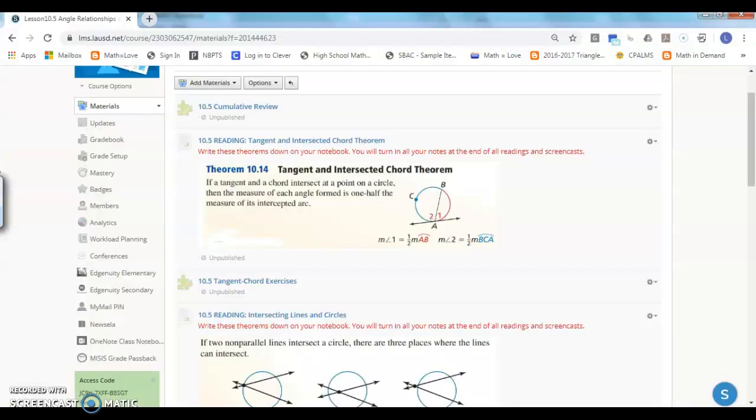Based on what you learned from this theorem, you are going to answer some exercises here. For now, I'm going to show you some more examples on how to use it for computation.